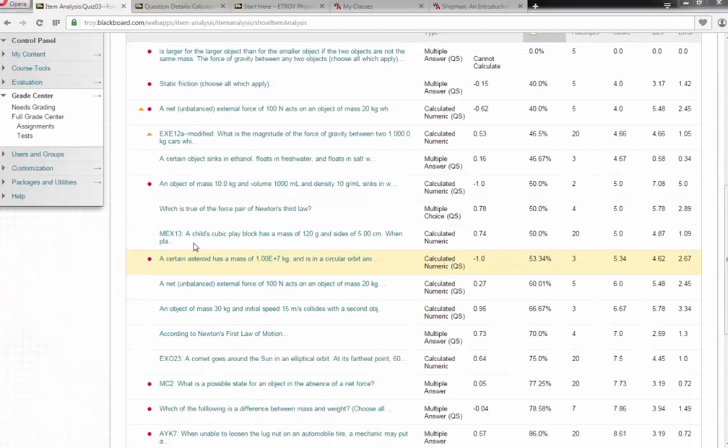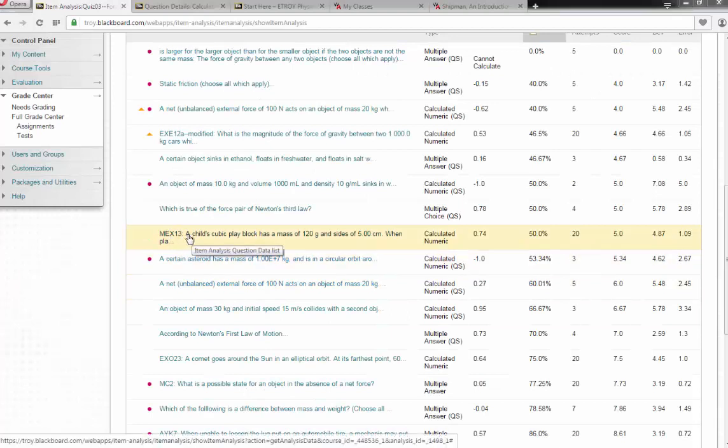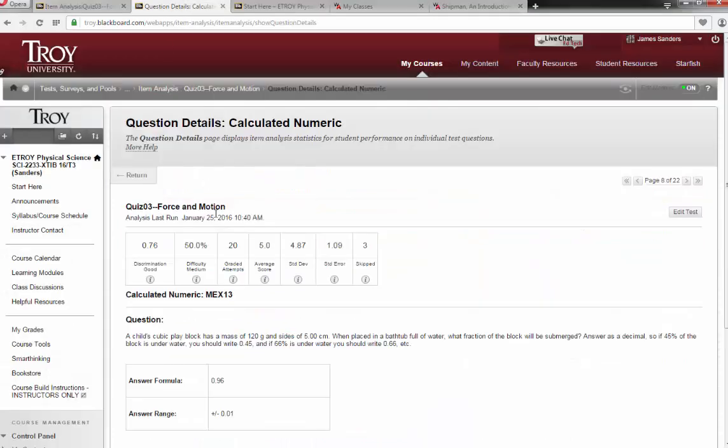All right, last but not least, we have to do this question that half of you got right and the other half got wrong. And it looks like this. You have a child's cubic block. It's given some mass, it's got sides with some length, it's placed in a bathtub full of water, and we want to know what is the fraction that's going to be submerged.